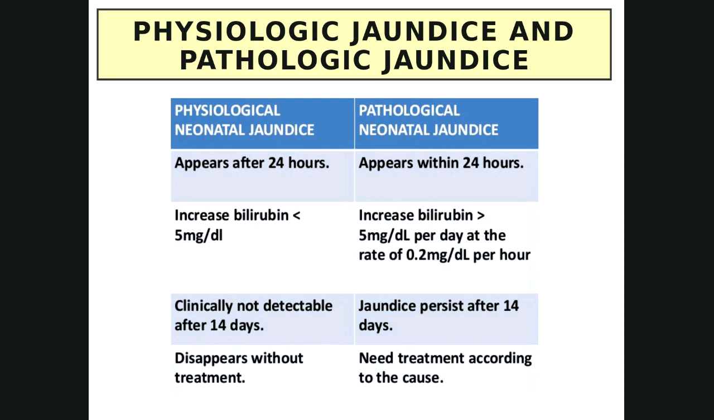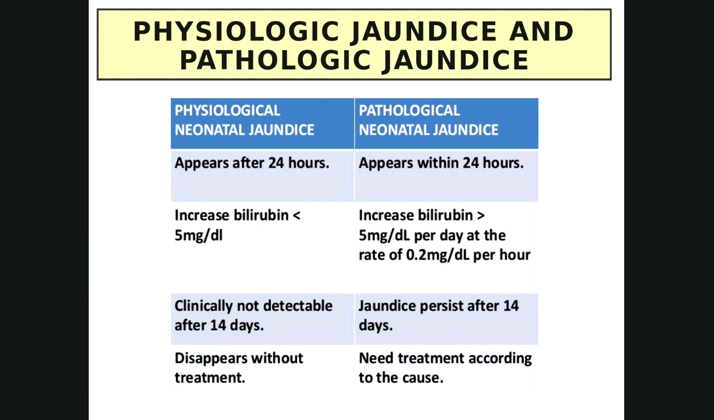With pathologic jaundice, the increased bilirubin is more than 5 on this side, and the physiological is less than 5. Clinically, it's not detectable after 14 days.